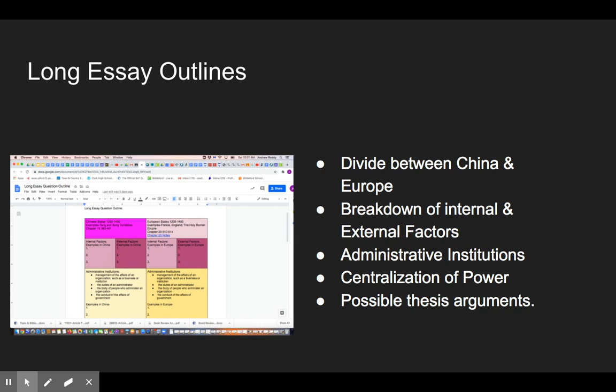I assigned and gave you a long essay outline dividing information between China and Europe. You had to break down internal and external factors, as well as administrative institutions and the centralization of power. It also included possible thesis arguments. Remember, you are to work on that as well as creating the first two paragraphs for the essay, at least in rough draft form, so we can do some workshopping come Monday.